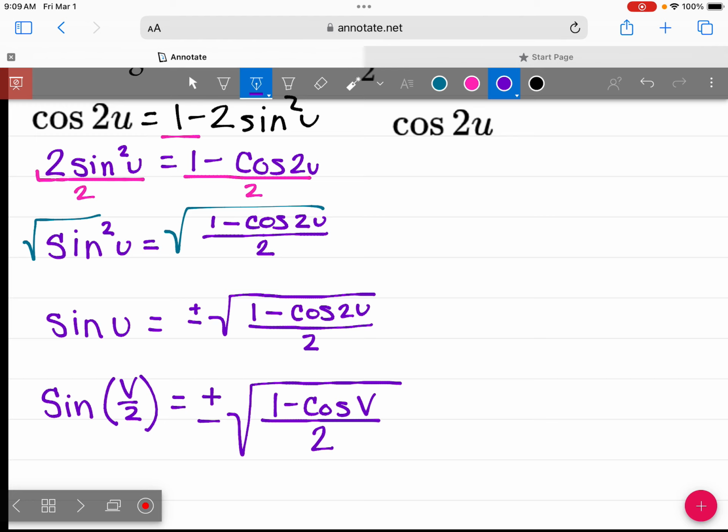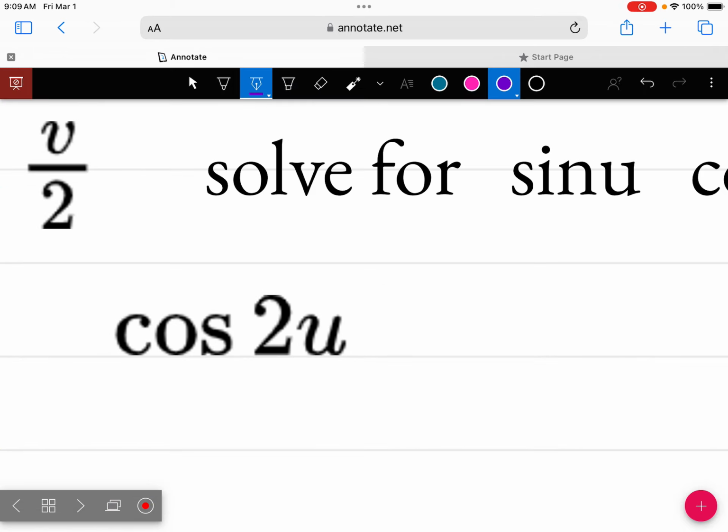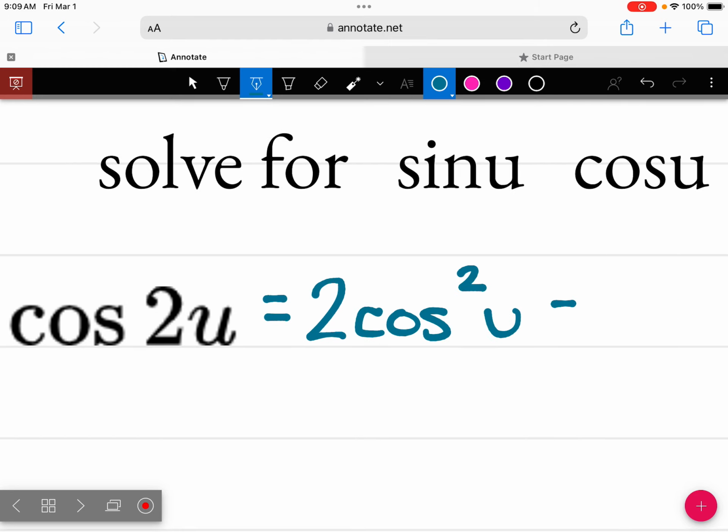Okay, so we're going to do the same thing to get a half angle for cosine. So we started with cosine of 2u. I'm going to start with cosine of 2u again because there's a formula that only uses cosines, and that's what we would like. So to get the cosine half angle, we're going to use the double cosine formula that just uses cosines. That was our 2 cosine squared u minus 1.